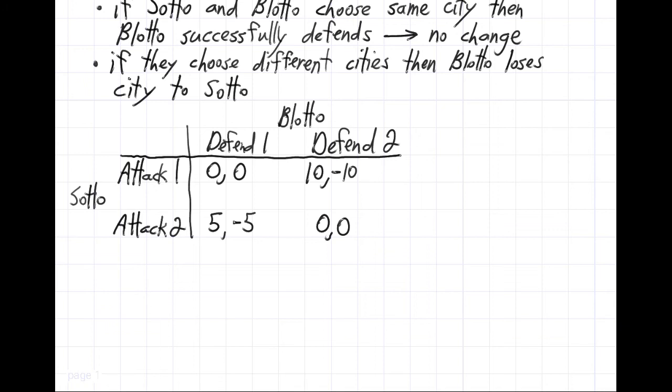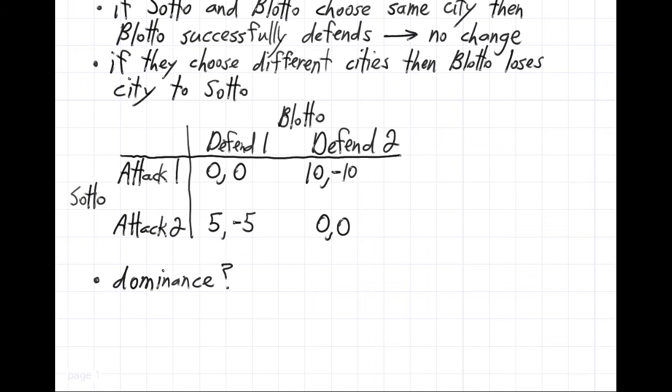You'll notice that this is a zero-sum game. All the elements, 0 plus 0, 10 plus minus 10, 5 plus minus 5, and 0 plus 0, all add up to 0. So the question was, what should Sotto and Blotto do? We have some techniques, some solution concepts that we've investigated already, and let's see how they might apply. We've looked at dominance. So I'll pause the video here, or you should pause the video here, and look for dominant and dominated strategies. Are there any strategies that are dominated by other strategies? And when you're ready, resume the video.